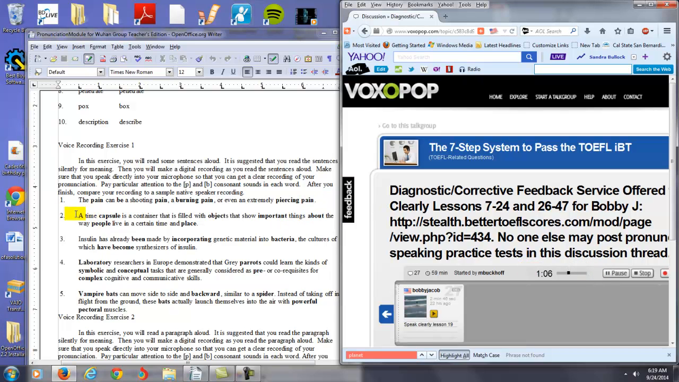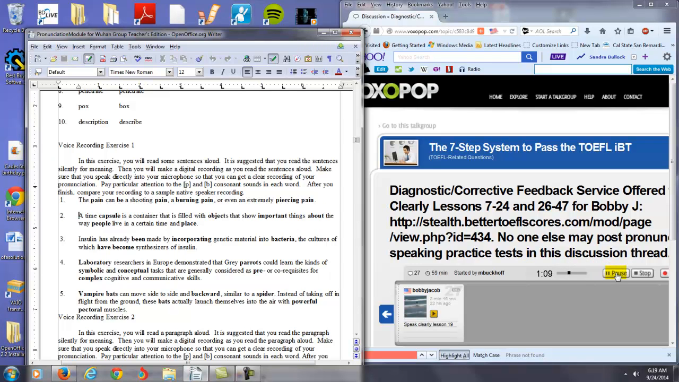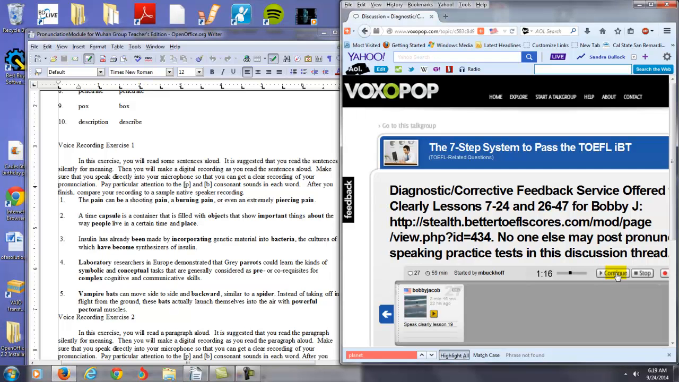Number two, a time capsule is a container that is filled with objects that show important things about the way people live in a certain time and place. Okay, I'm going to say again about the way, A, about the way people live in a certain time and place. Number three, insulin has already been made by incorporating genetic material into bacteria, the cultures of which have become synthesizers of insulin. Okay. And maybe this one particular word here, genetic, genetic.